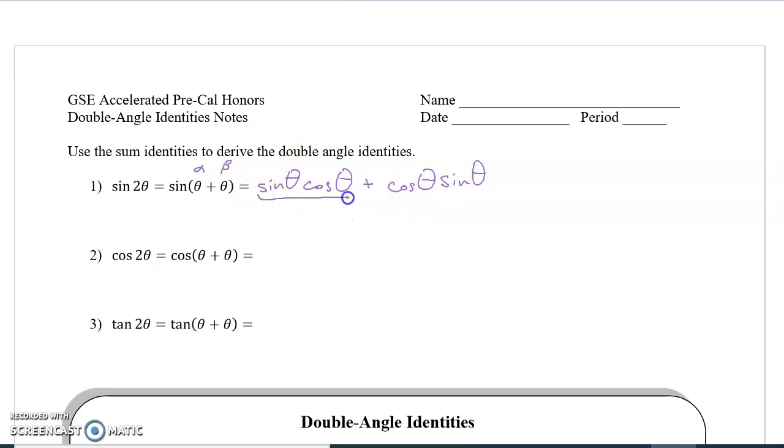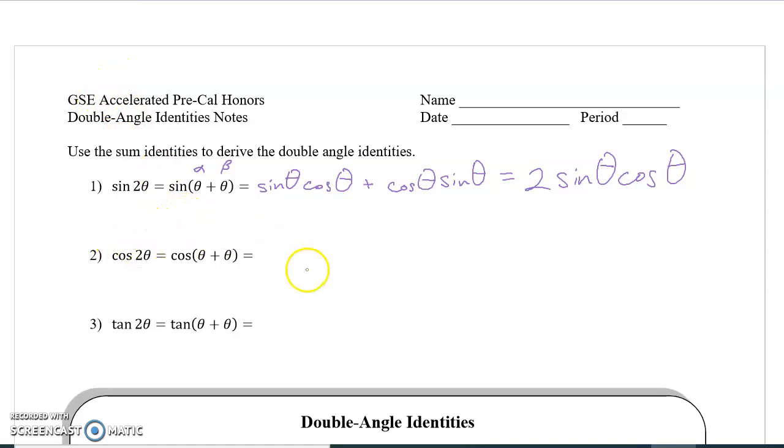But again, these guys are the same thing, right? This term right here is exactly the same as this term right here. It's just one cosine of theta and one sine of theta being multiplied together. So that's 2 of them. 2 sine of theta, cosine theta. Very, very quick derivation. So if you know the sum formulas, then you know the double angle formulas.